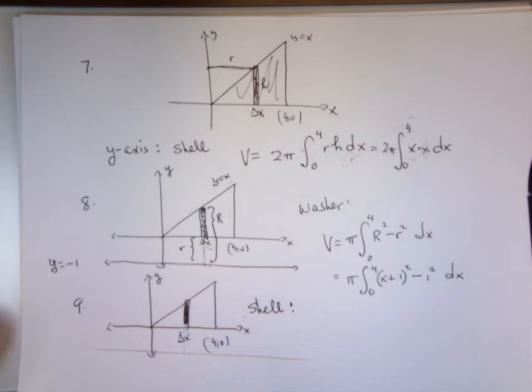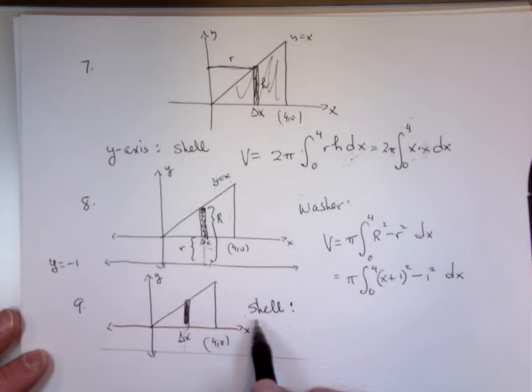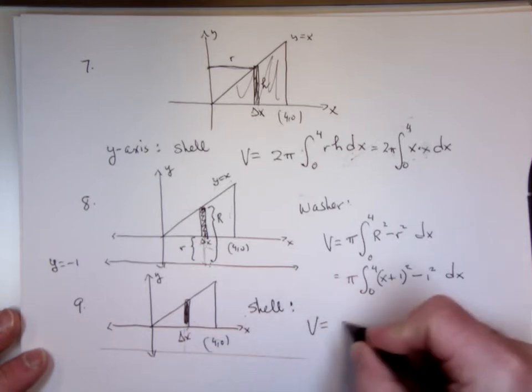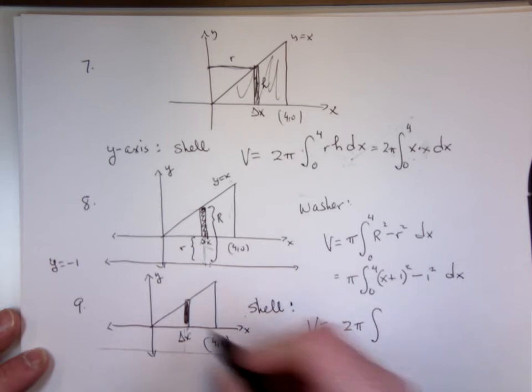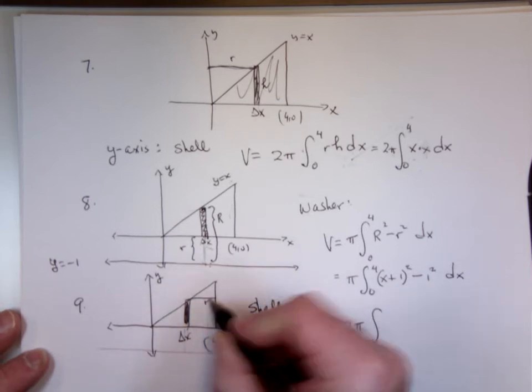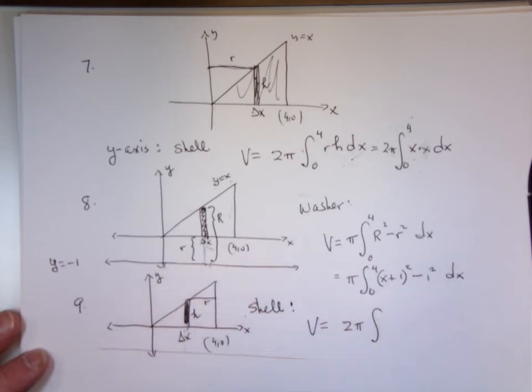Okay, let's go around x equals 4, number 9. We're going to get a shell. The volume is going to be 2 pi. Now, R is this distance. H is this distance. Okay.